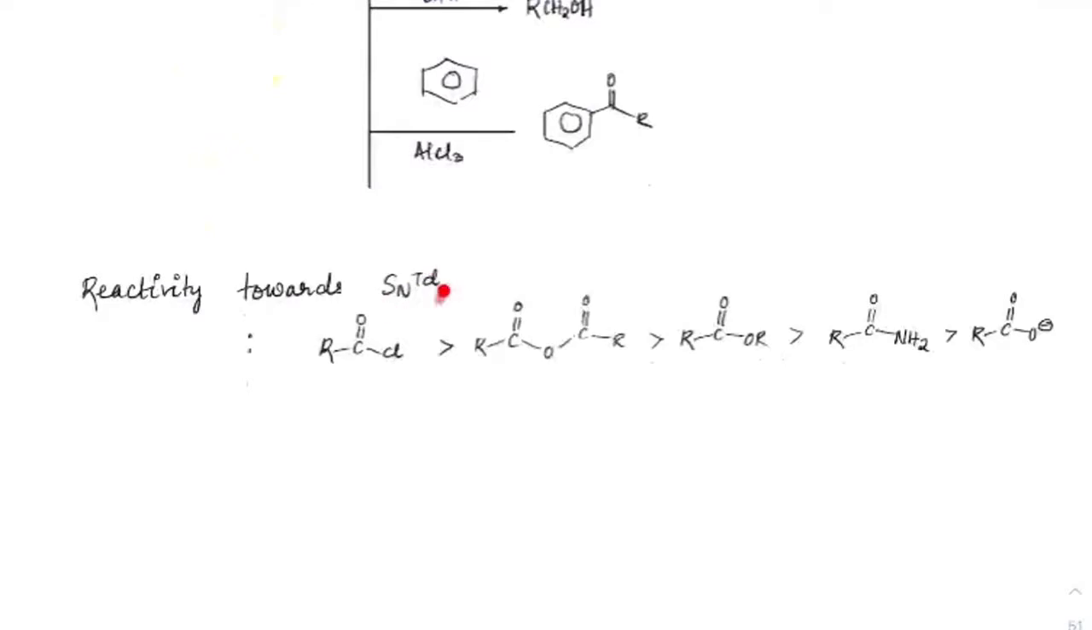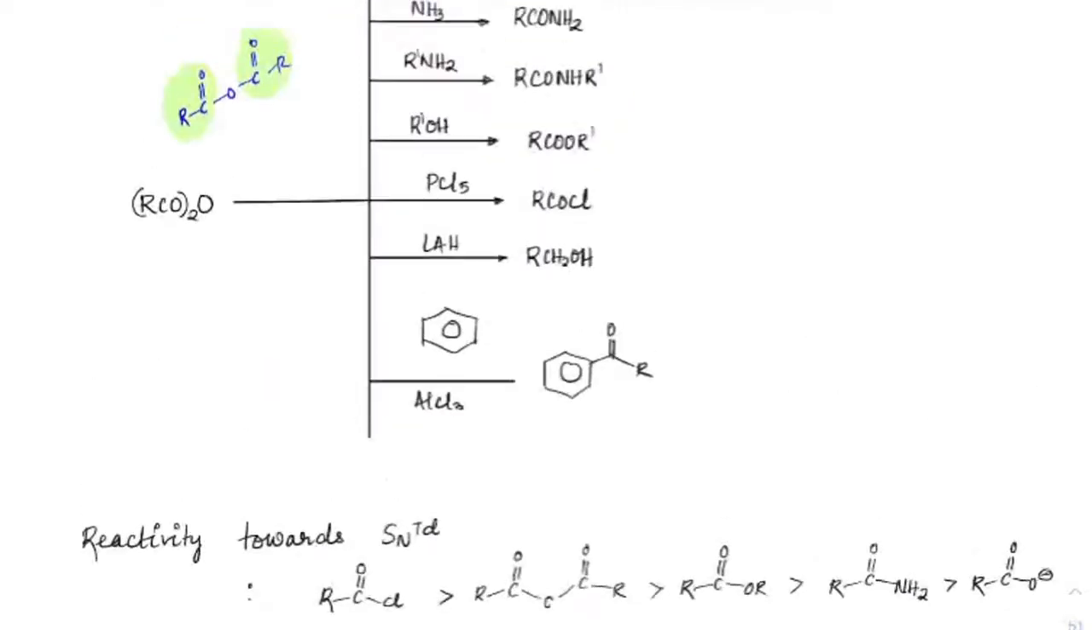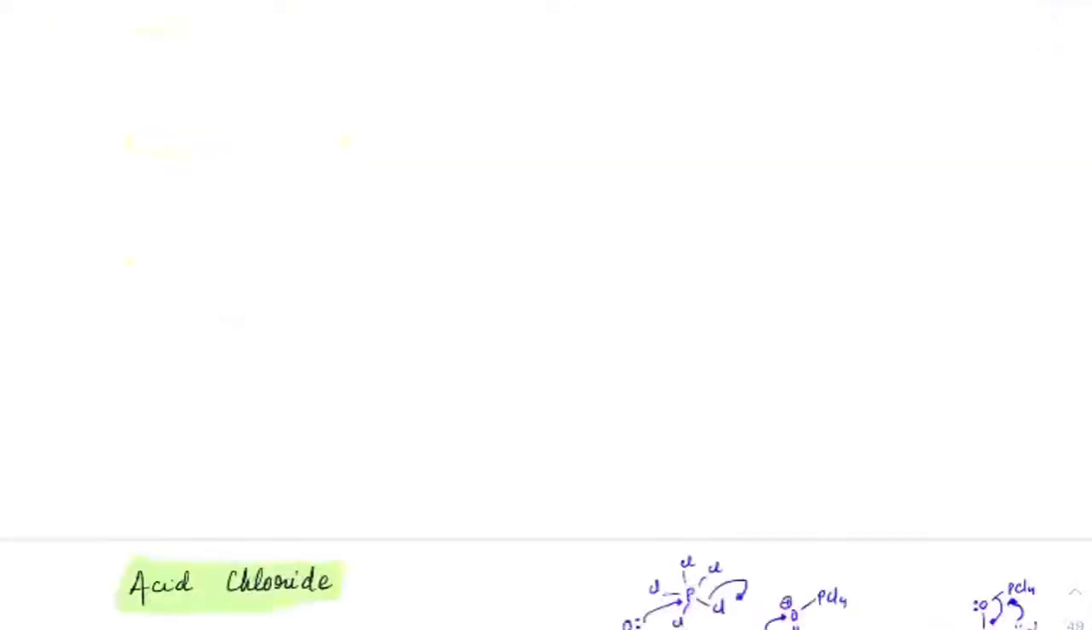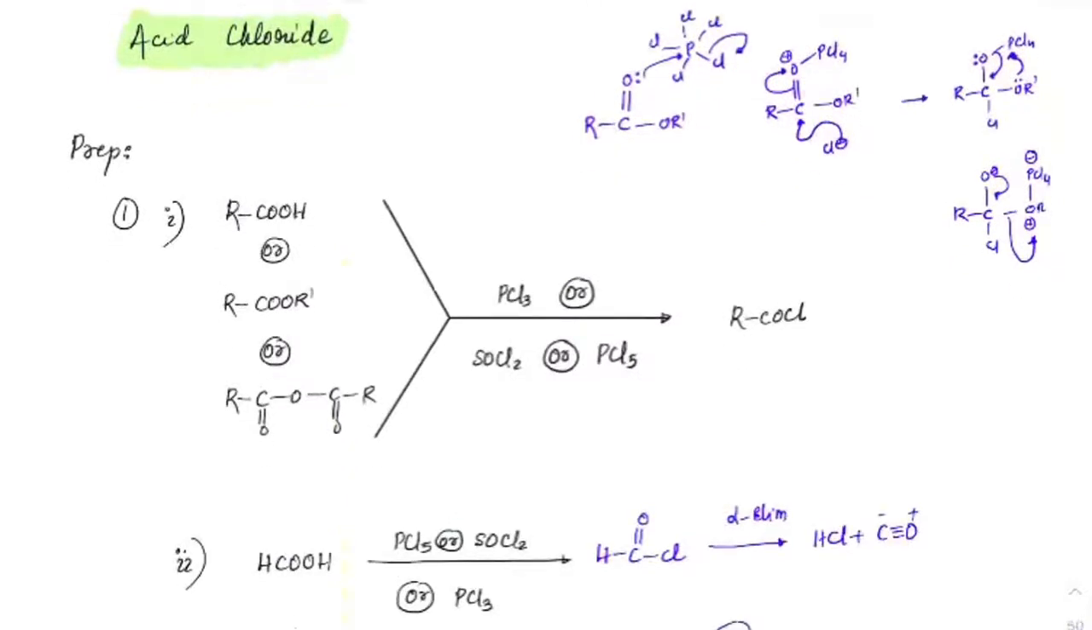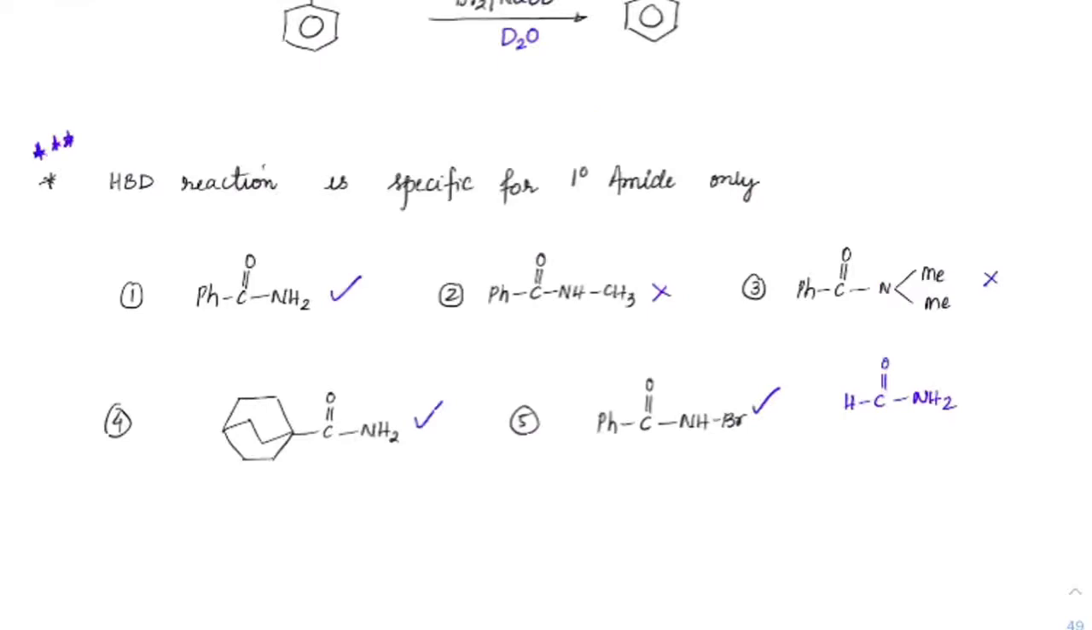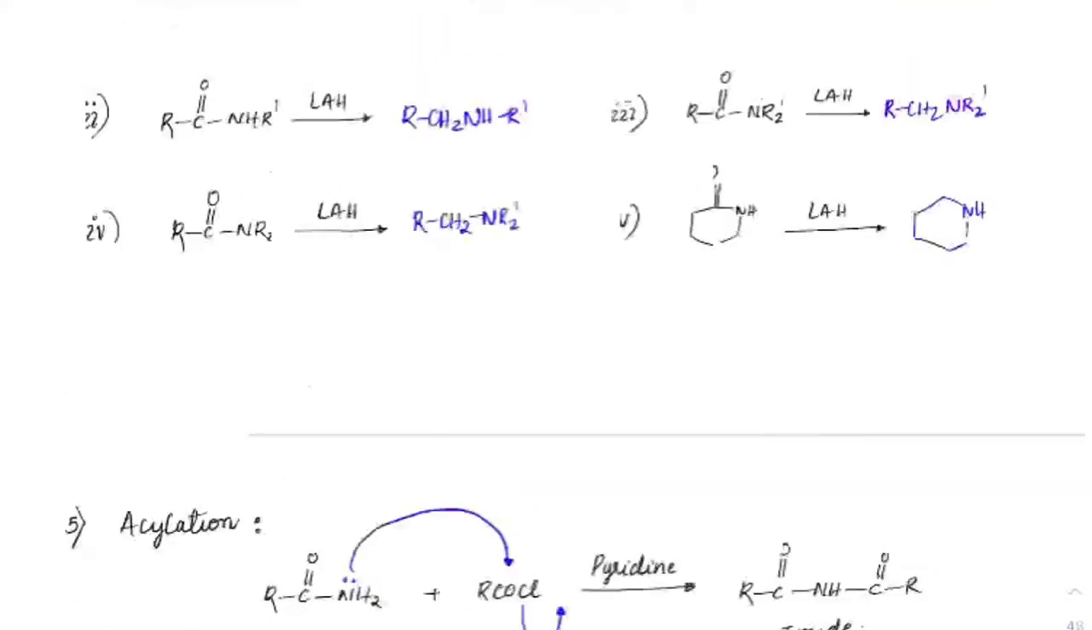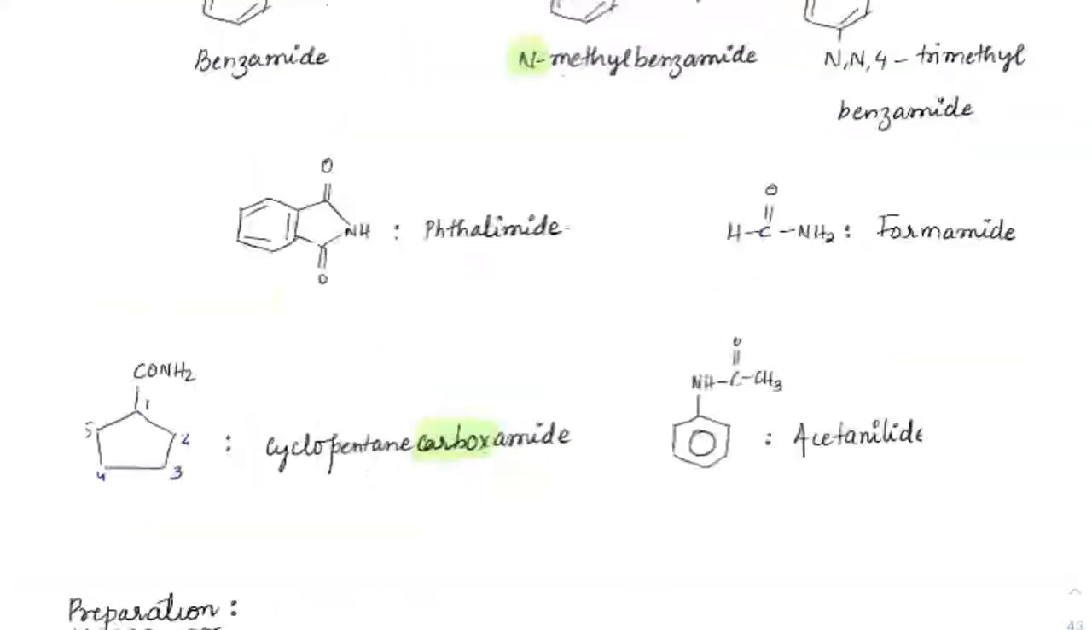Overall, if you check out SN2 reactions, we just discussed that RCOCl, anhydride, ester, amide, and RCO minus is the worst, which will have the least reactivity. So these are the reactions you have for carboxylic acids. Reaction-wise, that's all you need.